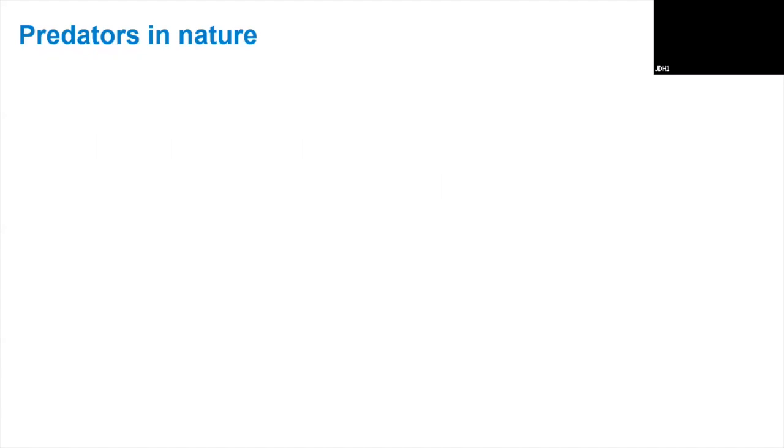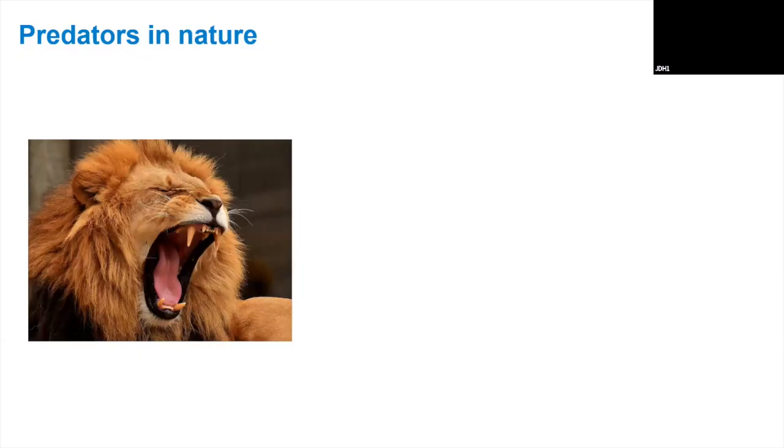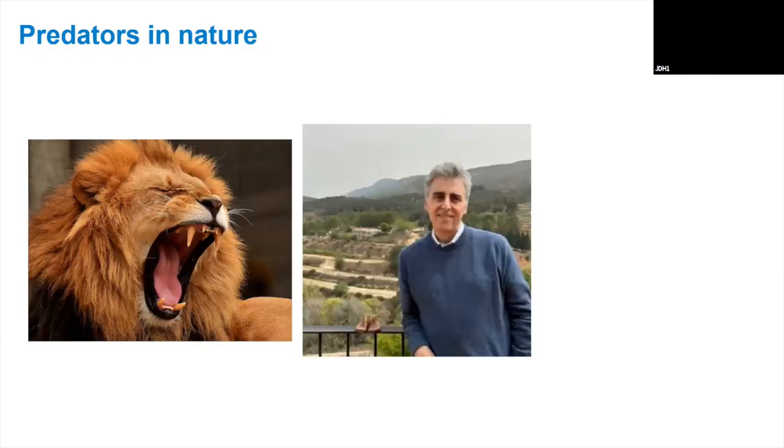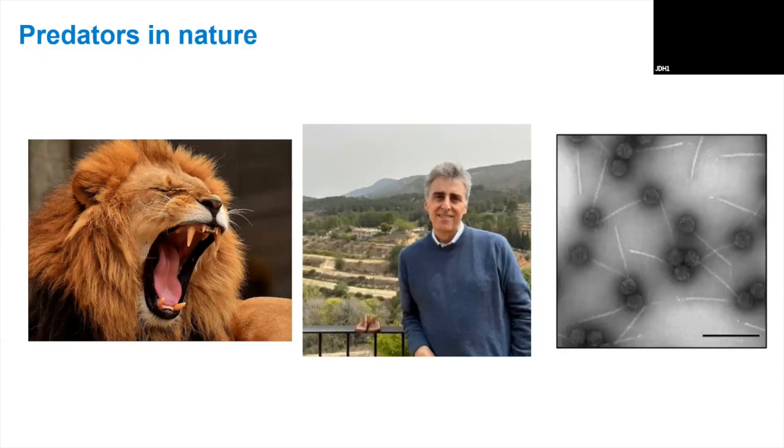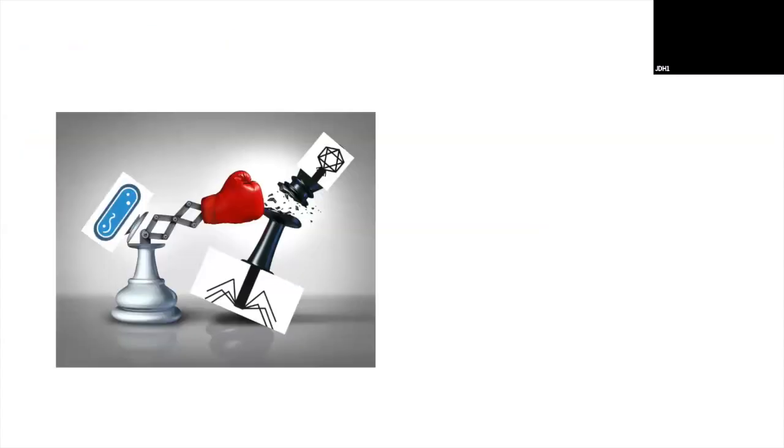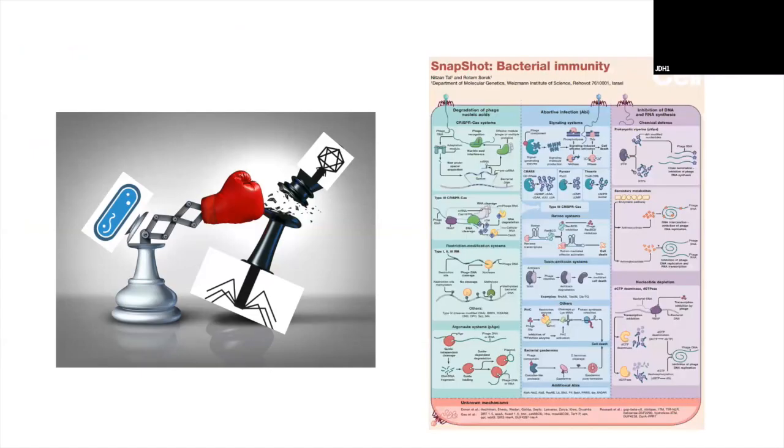As you know, there are a lot of predators in nature. For example, lions predate sheep. Jose, my boss, predates me, of course. And bacteriophages kill bacteria for their own reproduction. Of course, bacteria don't really want to die, so they develop a lot of antiphage systems to fight against phages. Currently, more than 150 diverse antiphage systems have been characterized.